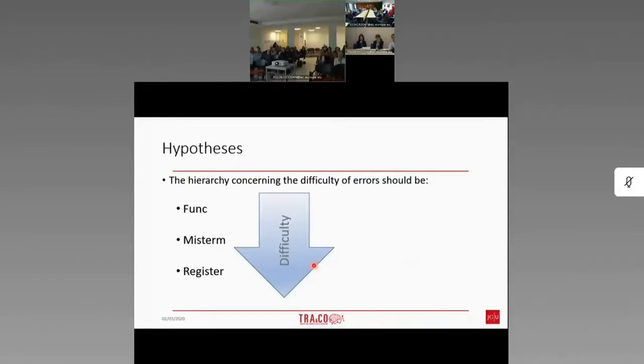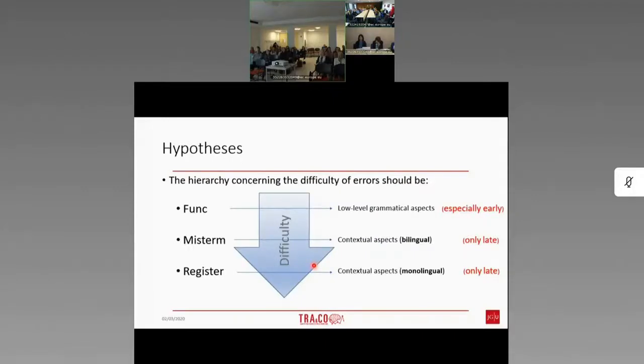So, our hypotheses for this study were that function errors would be relatively easy to correct and spot. Mistranslation or terminology errors would be more difficult to spot because, of course, they take into account the source text, so they're bilingual errors in a certain sense. Register errors, on the other hand, we thought would be the most difficult because they're so subtle. And we also hypothesized that function errors would pop up especially in the early measures, and the other two errors only in the late measures. We didn't think the mistranslation or register errors would be spotted early. That was at least our hypothesis.